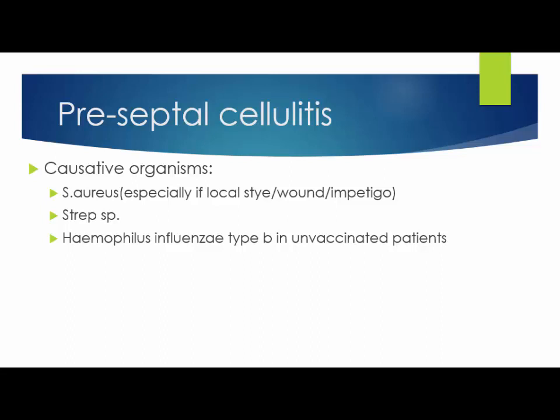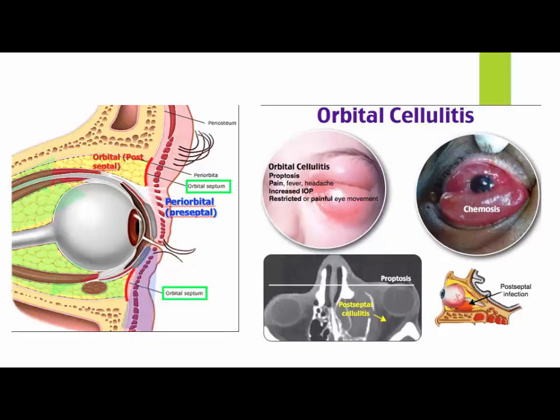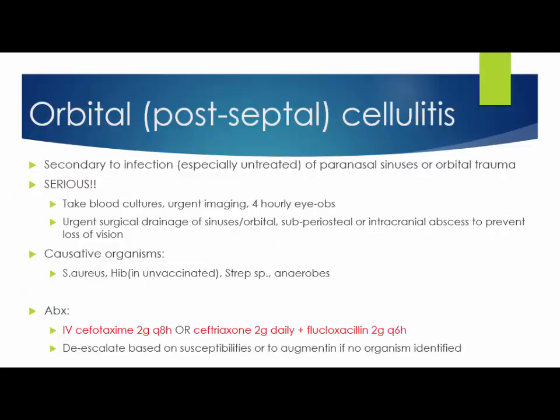Haemophilus influenzae is something to think about in little kiddies that haven't been fully vaccinated against Haemophilus. And so they need slightly different treatment because Haemophilus often has a beta-lactamase and it needs Augmentin to treat it. So fluclox, Keflex for the standard ones, or Augmentin if you're thinking about Haemophilus in little kiddies. But if they're severe or you're not sure, treat them as a septic patient if they're meeting sepsis criteria. Treat them as an orbital until you've proven otherwise. Take some cultures and get some imaging. And yeah, orbital cellulitis is really dangerous, and we've only had one case. I've only seen one case.